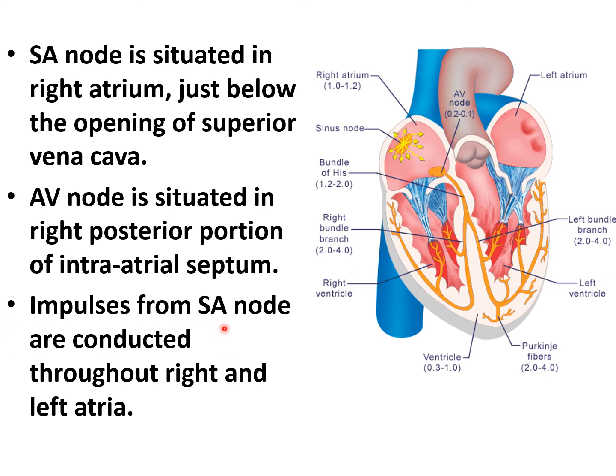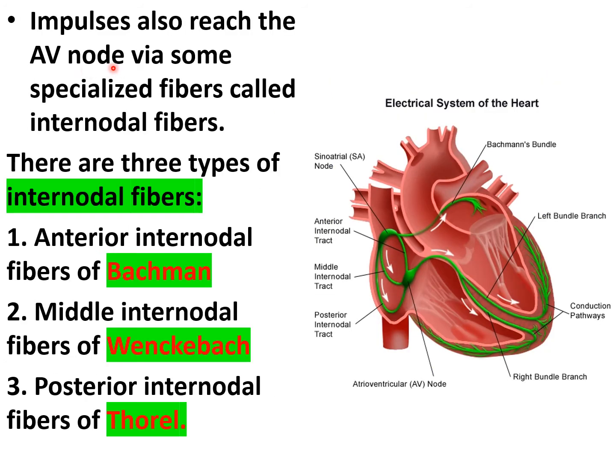Now impulses from the SA node are conducted throughout the right and left atria. So from the SA node, impulses pass to the left atrium and right atrium. Impulses also reach the AV node via some specialized fibers called internodal fibers.